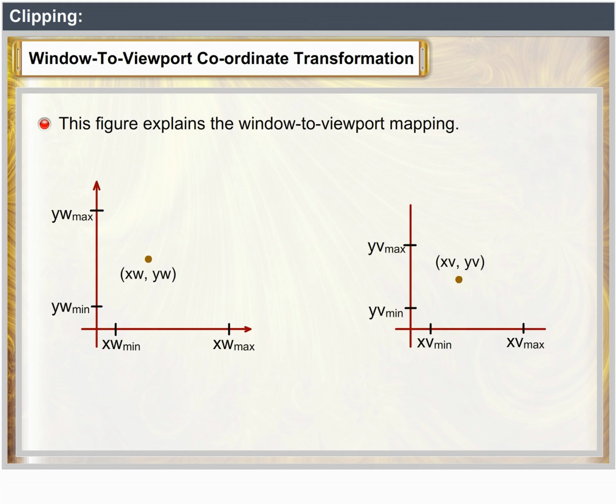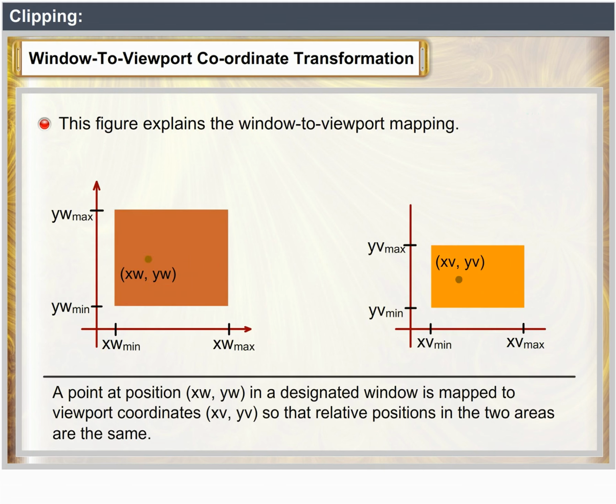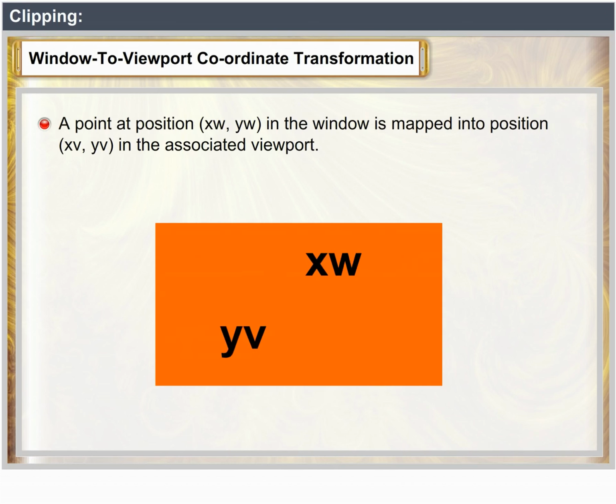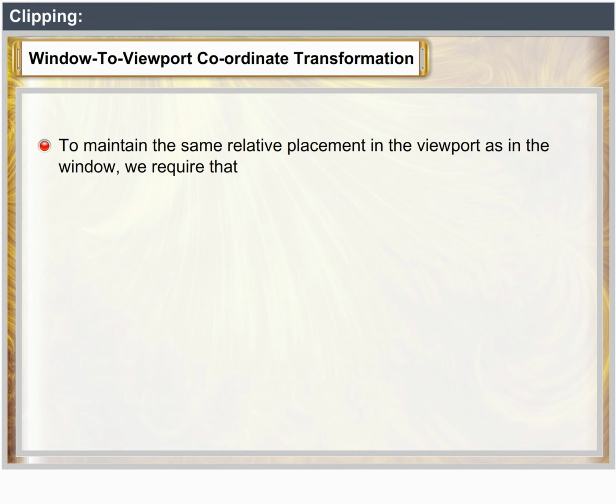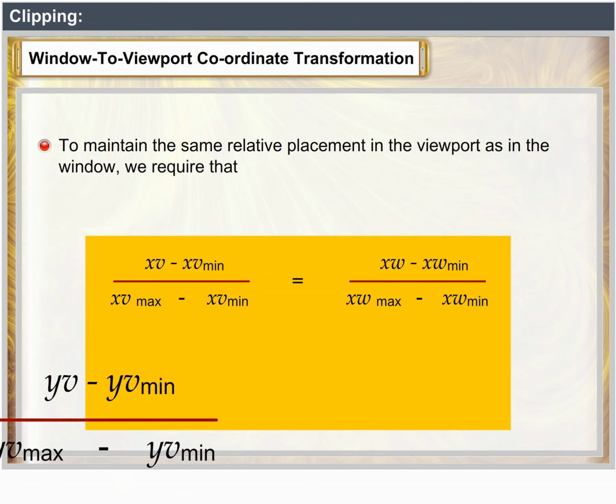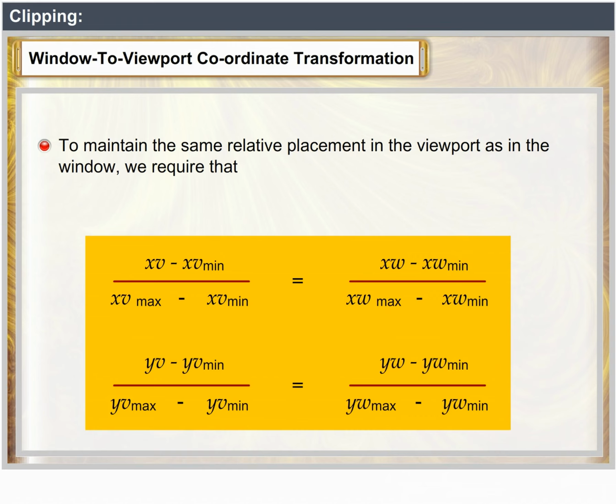This figure illustrates the window to viewport mapping. In this figure, a point at position (xw, yw) in a designated window is mapped to viewport coordinates (xv, yv), so that the relative positions in these two areas are the same. A point at position (xw, yw) in the window is mapped onto position (xv, yv) in the associated viewport. To maintain the same relative placement in the viewport as in the window, we require that the following expressions be solved.